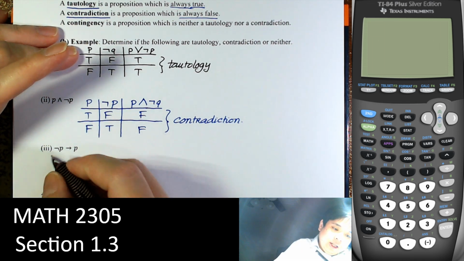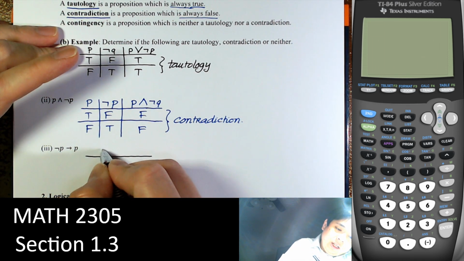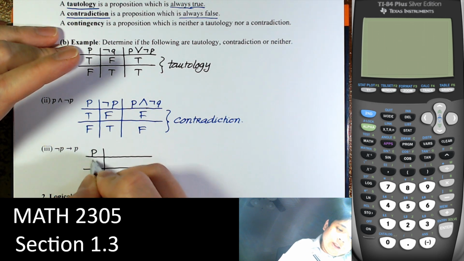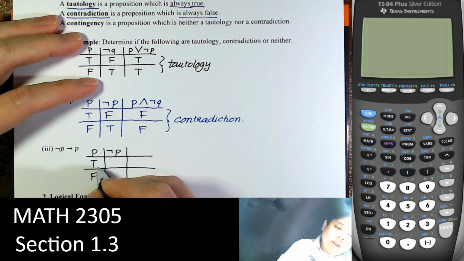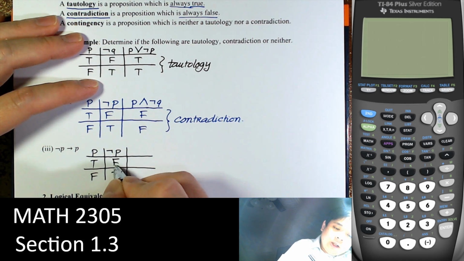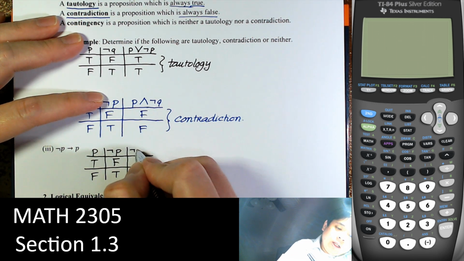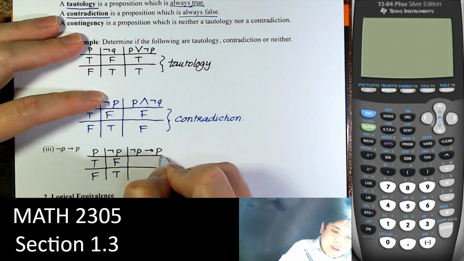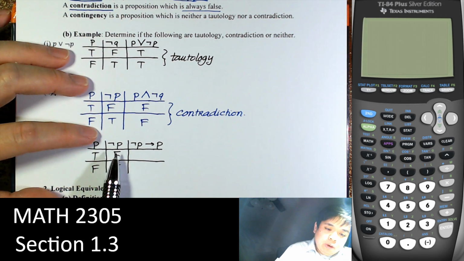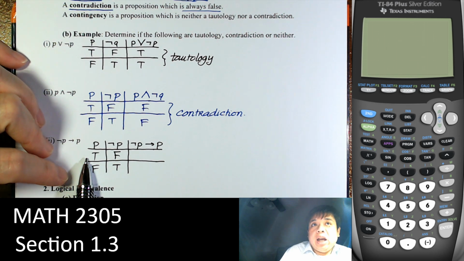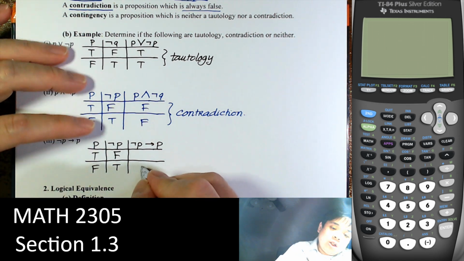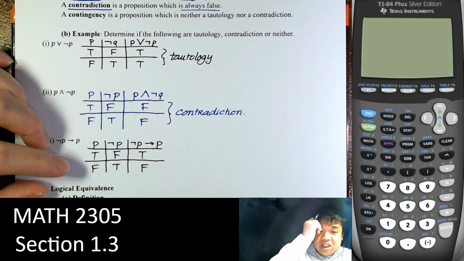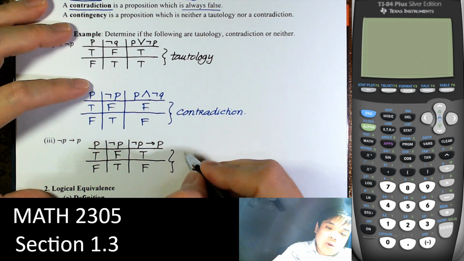And this one, not P implies P. So false and true. Now not P into P, so we go from here to there. Now implication, or conditional statement: if true implies false, so true implies false here. Not P to P, true implies false. This is going to be false, and this is going to be true. So this is neither tautology nor contradiction. So we call that contingency.